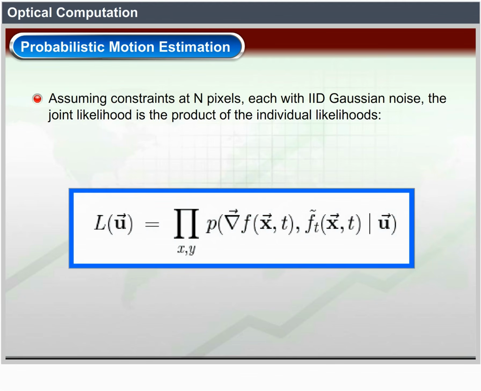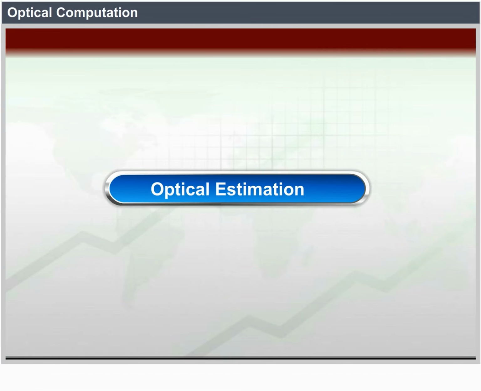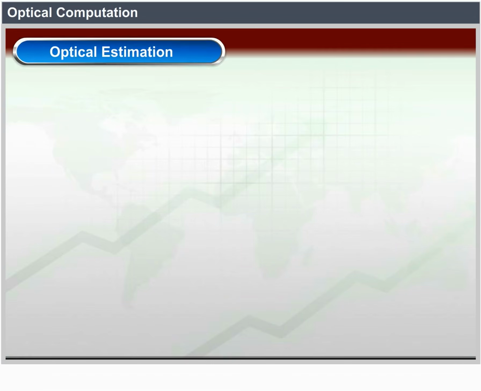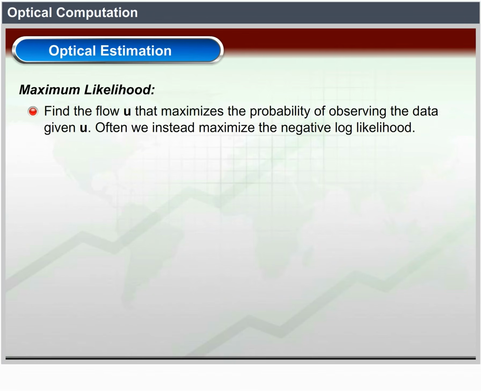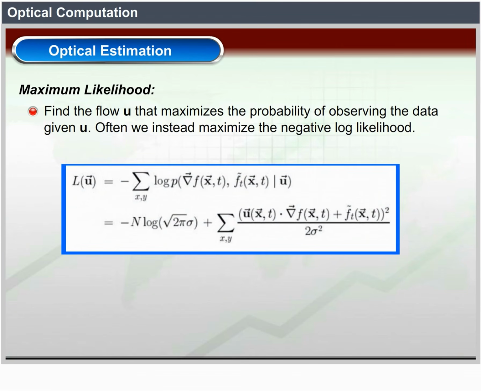Optical flow estimation. Maximum likelihood, ML. Find the flow u vector that maximizes the probability of observing the data given u vector. Often we instead maximize the negative log likelihood as shown. Note, L is identical to our previous objective function E vector, except for the support g(x, y) and the constant term.